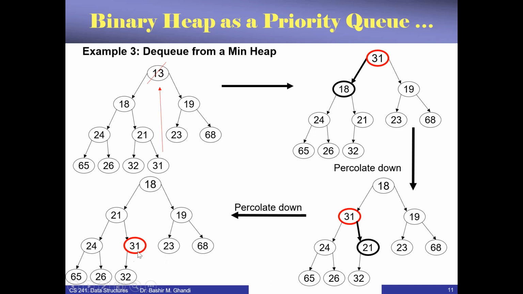But this time, if you check, 31 is actually smaller than its left child. It's only one child, so the percolate down will stop. The percolate down will stop either as a result of reaching the correct place, like here, or when we reach a leaf. Suppose this was 30, we still have to take it up and bring the 31 down, and then we will stop at that point because we have reached a leaf. So this is how to do dequeue.